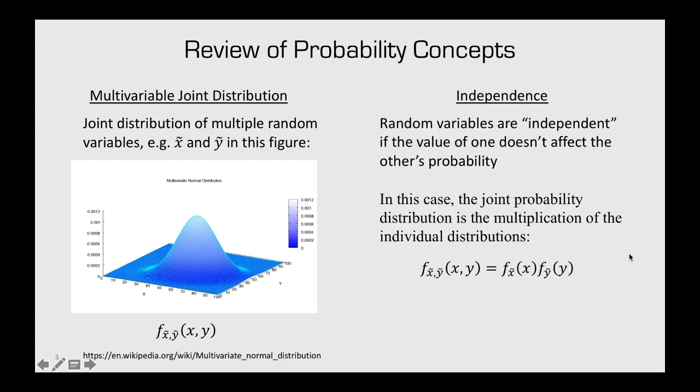And another important concept is the concept of independence, which means that random variables are independent of each other if the value of one doesn't affect the other's probability. Now, one convenient thing that we can do if we have independent variables, then we can compute their joint distribution by just multiplying their individual distributions. So if we know the distribution of x and we know the distribution of y, then their joint distribution is just the multiplication of these two things. And that's a really convenient feature, and we'll end up exploiting that again later.